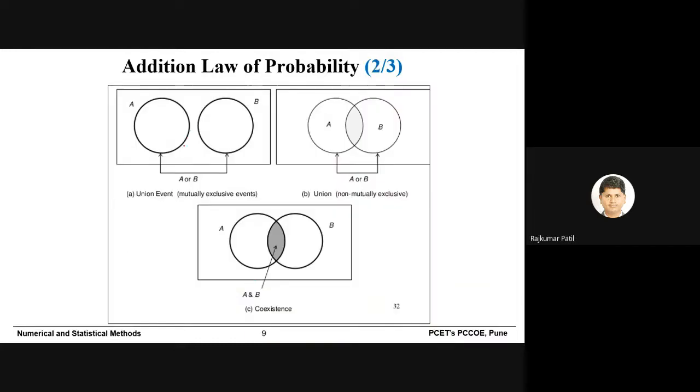In simple words, in the case of mutually exclusive events, event A and event B have two different regions. There is no overlapping. And in the case of non-mutually exclusive events, you can see there is some overlapping area, and that overlapping area is nothing but the event A and B, or A intersection B, and that must be deducted from the sum of probability of event A plus probability of event B.